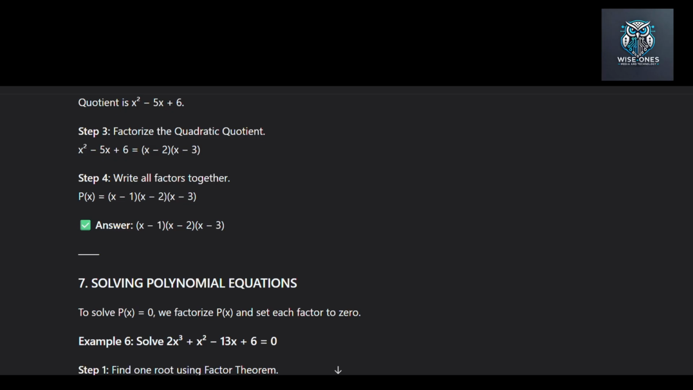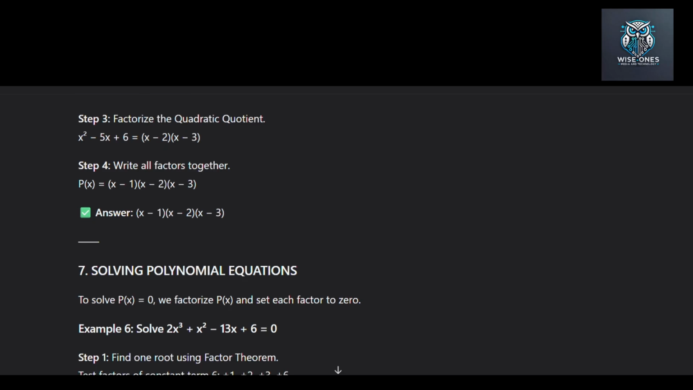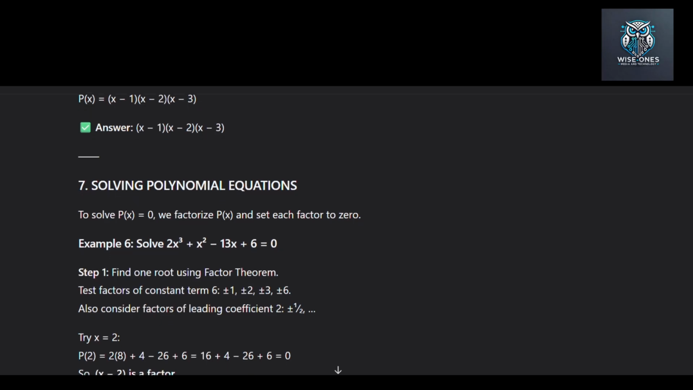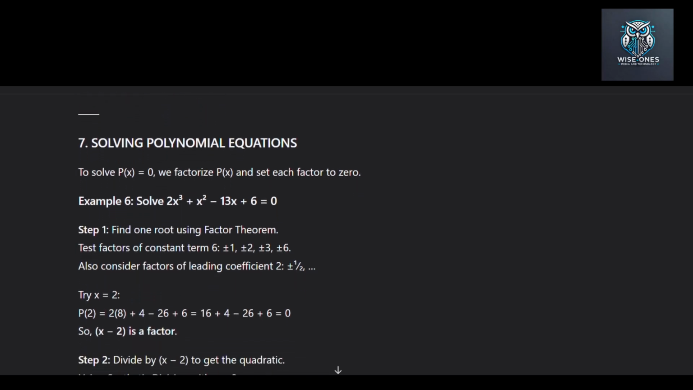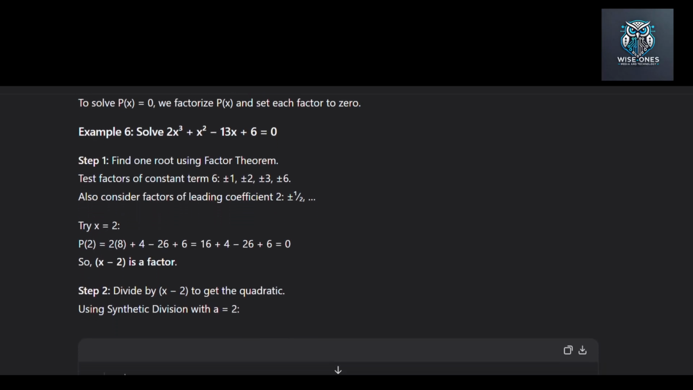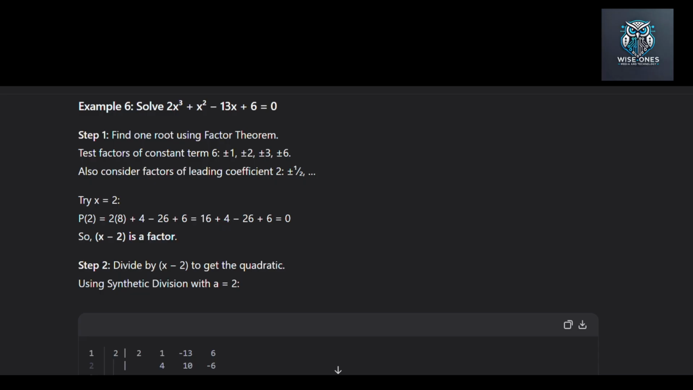Now let us move to section 7, solving polynomial equations. To solve P(x) equals 0, we factorize P(x) and set each factor to 0. Let us look at example 6. Solve 2x cubed plus x squared minus 13x plus 6 equals 0. Step 1. Find one root using factor theorem. Test factors of the constant term 6. These are plus or minus 1, plus or minus 2, plus or minus 3, plus or minus 6. Also consider factors of the leading coefficient 2, like plus or minus 1/2.